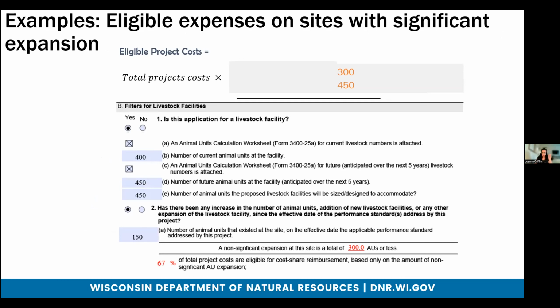So in this case, a non-significant expansion is a total of 300, and prorating that, 67% of all project costs are eligible for proration. I'm going to take a break before we go on to the next section here. Any questions? We do have a question for you, Joanna.